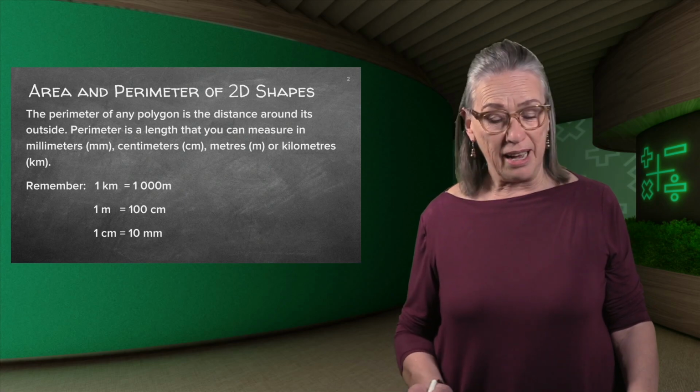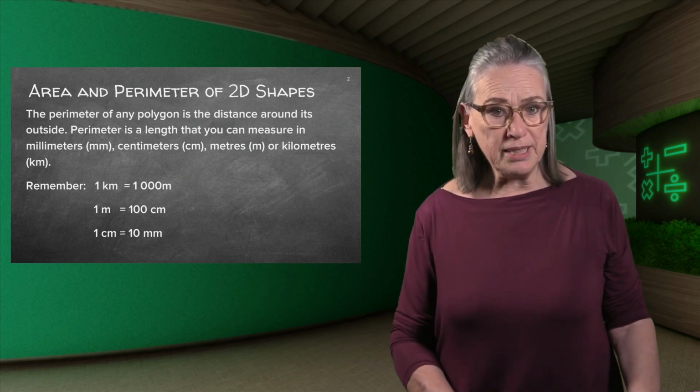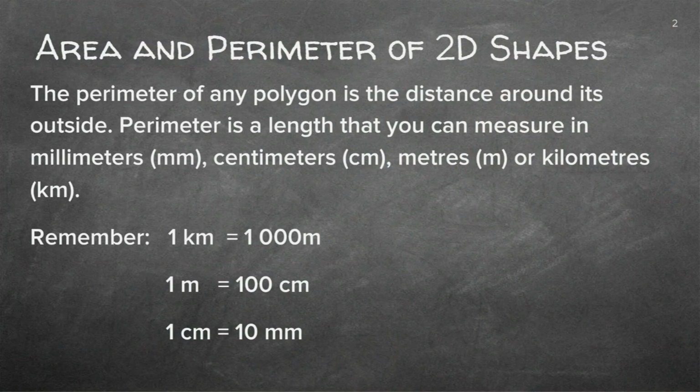And this is just the guide to help you. From a kilometer to a meter, we multiply it by 1,000. From a meter to a centimeter by 100. And from a centimeter to a millimeter by 10.